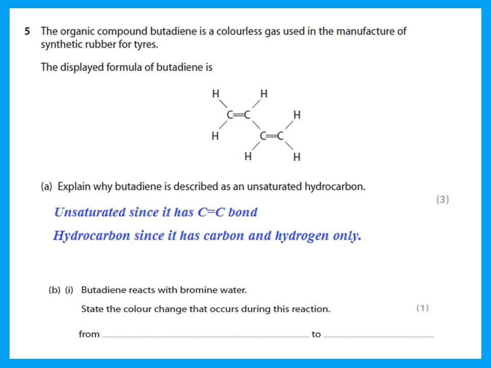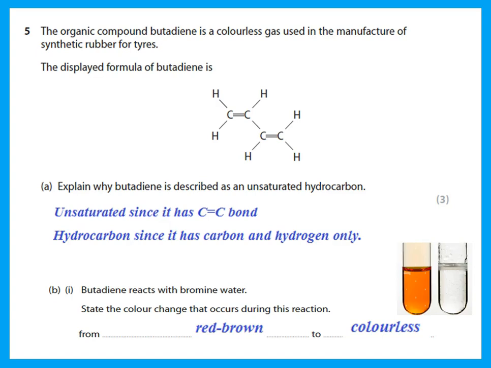Now, butadiene reacts with bromine water. Remember that all alkenes or anything that has a double bond would react with bromine water. What would be the color change? Remember that when I add bromine water to something that has a double bond, it turns from reddish brown to colorless, or sometimes we call it orange to colorless.